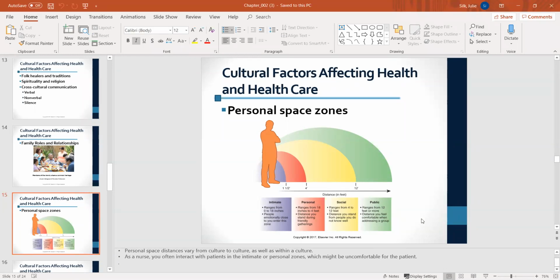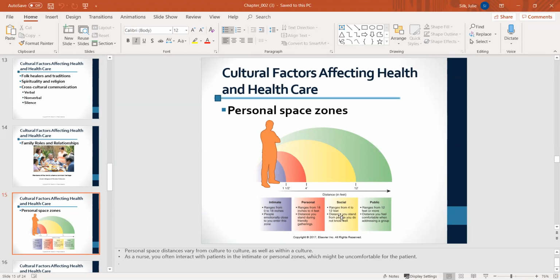So in this slide, it talks about intimate. Intimate means that you're within 18 inches from this person. People emotionally close to you enter into this zone, so typically it's family we'd be that close with. Personal ranges from 18 inches to 4 feet apart, the distance you stand during a friendly gathering. So maybe you're talking to a friend of yours, and that's the distance you would be from them.